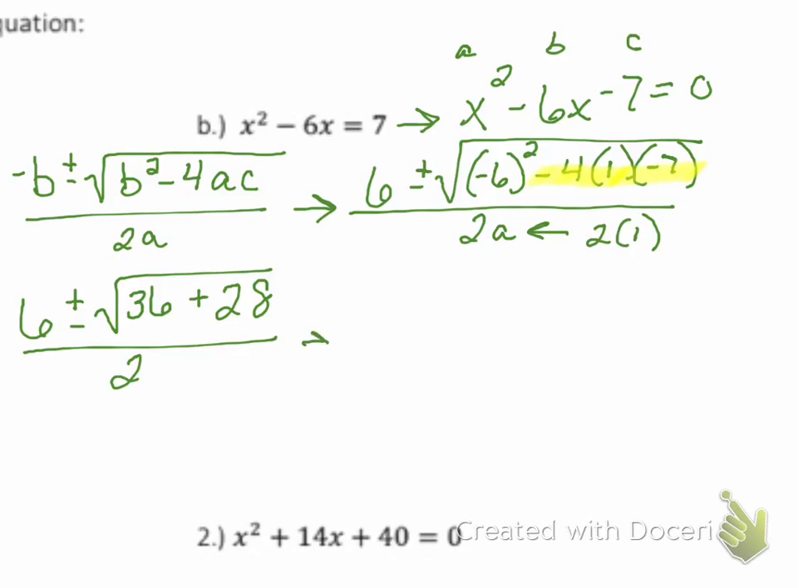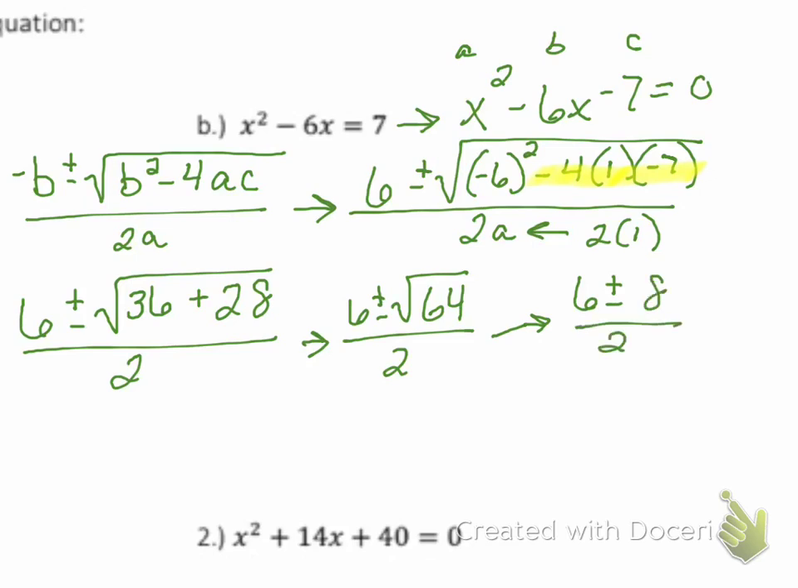So then I'll go ahead and do 36 plus 28, and that's going to give me 64 again. That's convenient, all over 2. And then I know that the square root of 64 is 8. And then here's where I branch off into 2 different directions. One where I'm adding, one where I'm subtracting. So 6 plus 8 is 14, divided by 2 is 7. And then 6 minus 8 is negative 2, divided by 2 is negative 1.